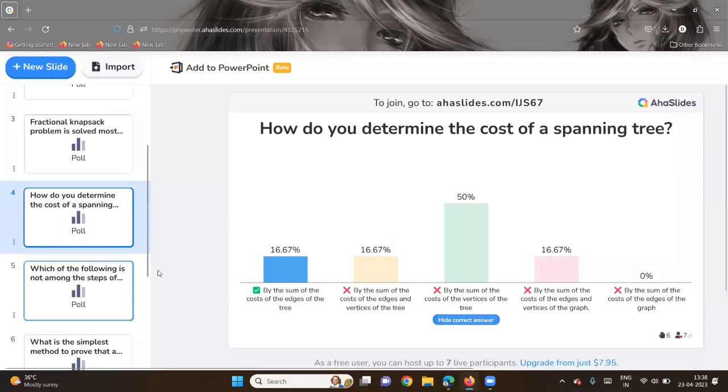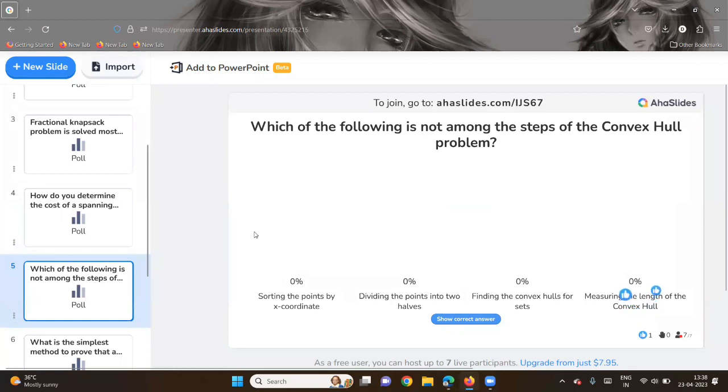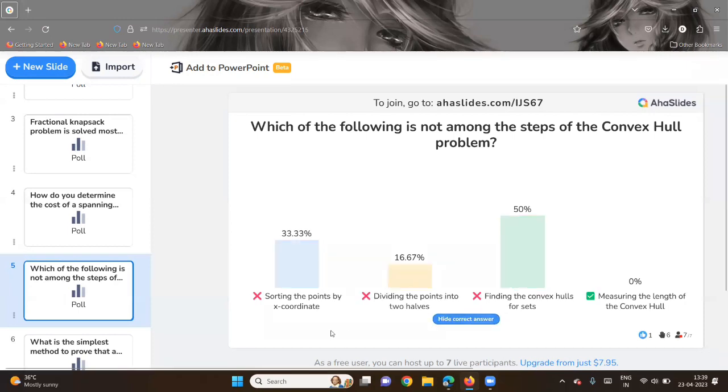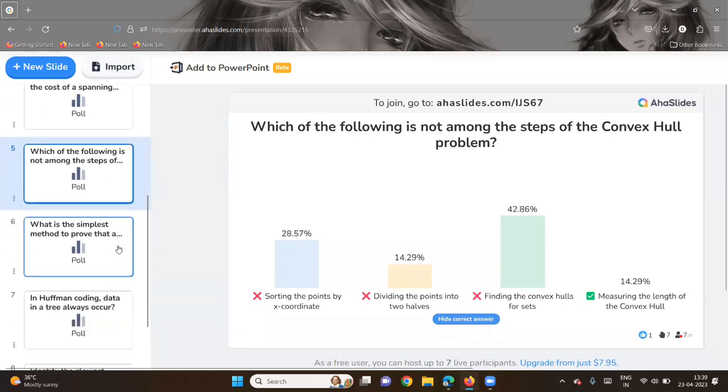Next question. Which of the following is not among the steps of the convex hull problem? Sorting the points by x coordinate, dividing the points into 2 halves, finding the convex hulls for the sets, measuring the length of the convex hull. And the answer is option D, measuring the length of the convex hull. Next question.